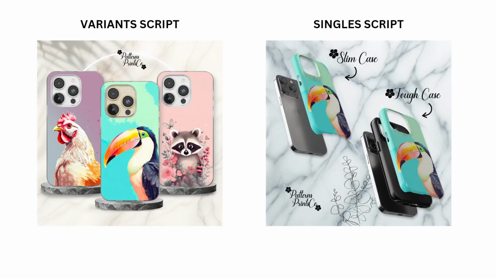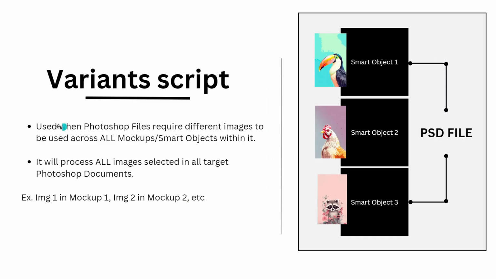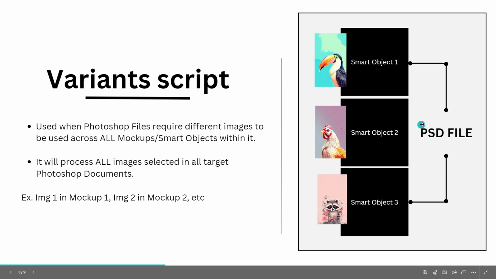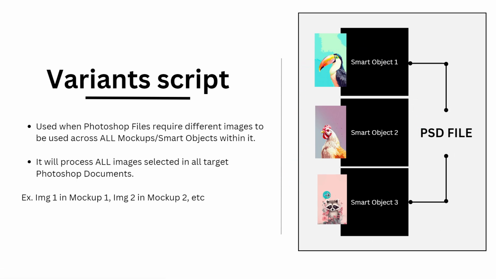I will show you first of all what this is, and then I will show you an example right in Photoshop right away. So this is what the variants script will help you with, which basically is the following: when you have multiple smart object layers within a single Photoshop file and you want to use different images within different smart objects or mockups within the same file.